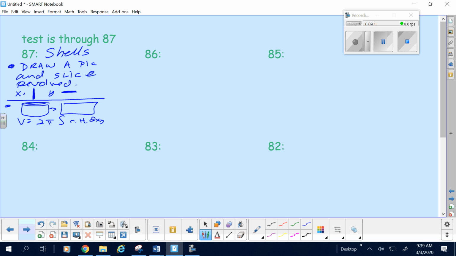I'd probably use x. Okay, if you used x, then your slice looks like this, and what's made? A shell. A shell, all right? But say the person next to you says, well, I used y. When you use y, what's made? A washer. A washer, okay. So you would say, all right, based on this, I have either variable I could use. And if you had time, shoot, you could do both and check your work. They should come out the same. So it's possible there are choices. Okay? Any other questions on that?